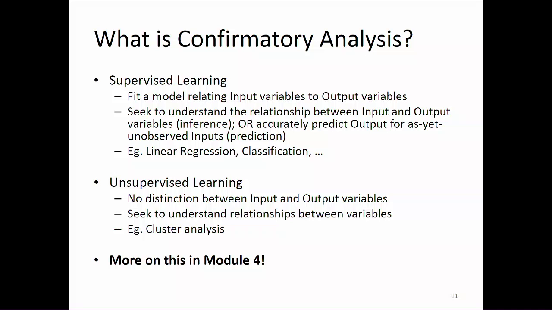So confirmatory analysis, Nan will talk about this in a lot of detail next week. Broadly, there are two categories: supervised learning and unsupervised learning. The key distinction is in what you're trying to do with them. In supervised learning, there's always an output variable you care about. In unsupervised learning, there's no such special variable. Okay? I've got a bit more detail on the slides, but Nan will take you through that in much more detail next week in Module 4.